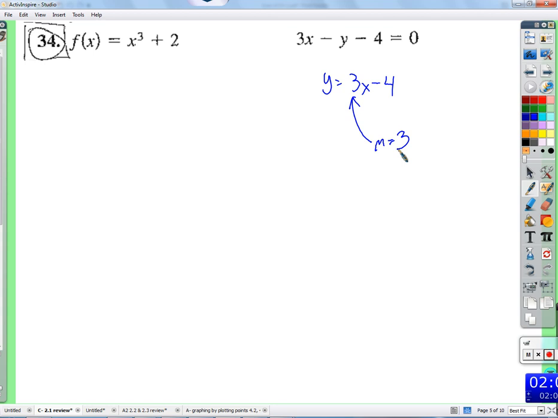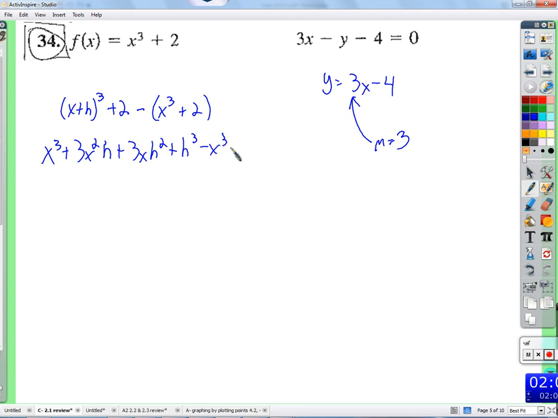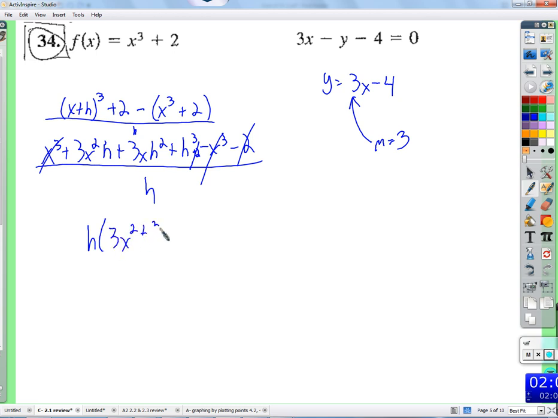Okay, we need to find the derivative over here. So x plus h to the third plus 2 minus x cubed plus 2, which expands to x cubed plus 3x squared h plus 3xh squared plus h cubed minus x cubed. X cubed minus x cubed, and there we go. So next we'll factor out h: h times 3x squared plus 3xh plus h squared, over h, cancels out. We're all the while taking the limit as h goes to 0. Should be writing that in every step, but we're going for speed here. So we'll plug in 0, so we just get 3x squared.